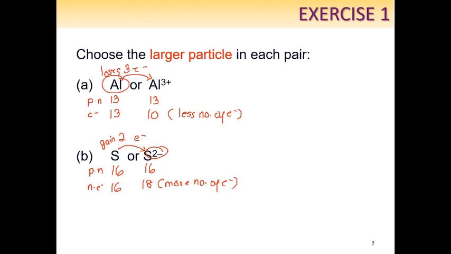So when there is more repulsion, the electron cloud will spread out. So the size of sulfide is larger than its neutral atom. So the answer for exercise 1B is sulfide.